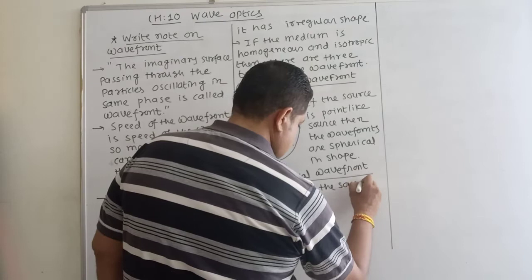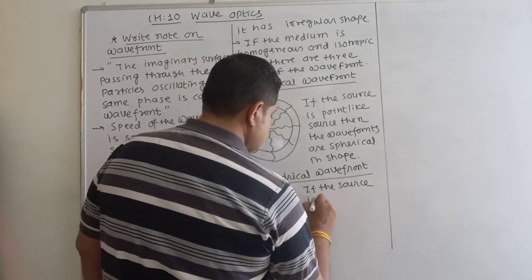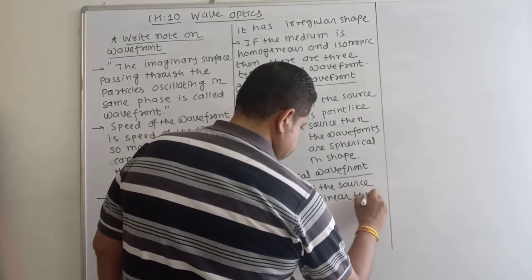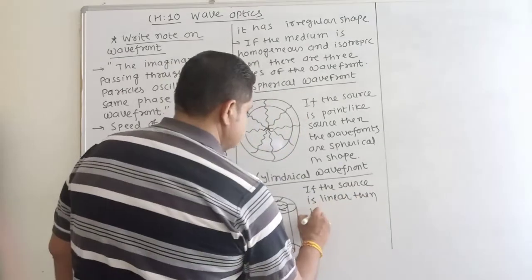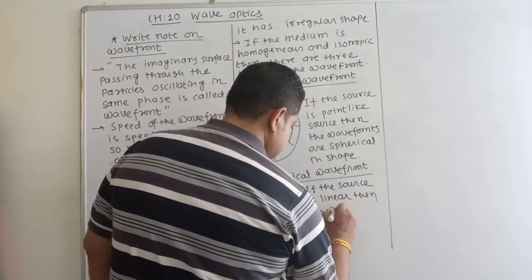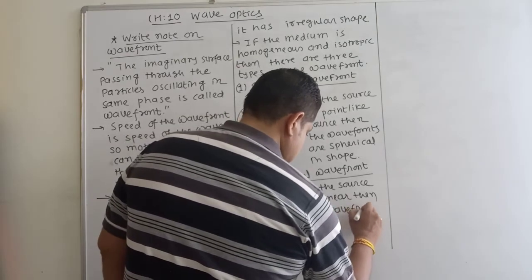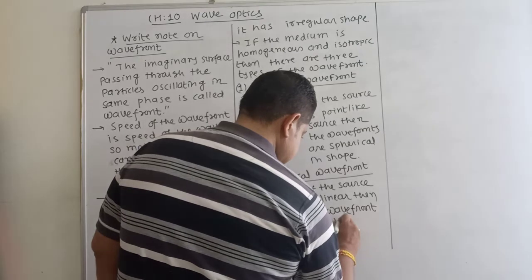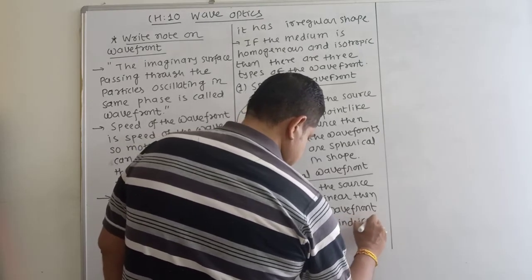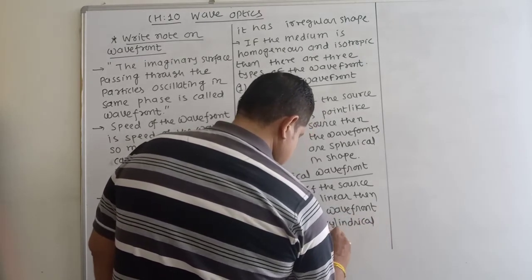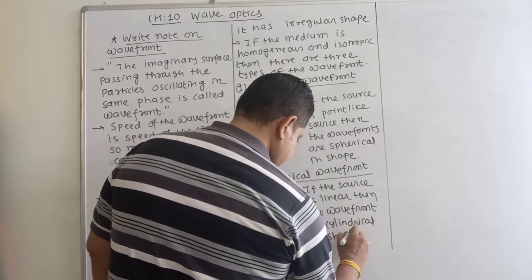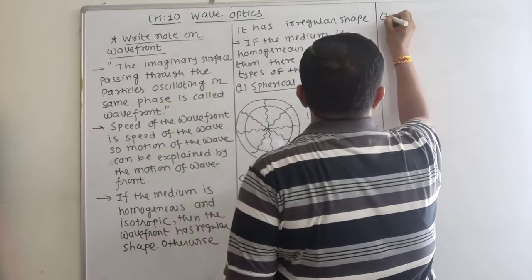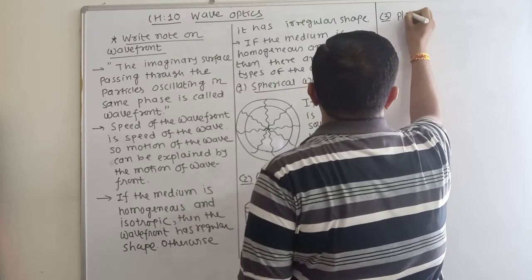If the source is linear, then the wavefront is cylindrical in shape. Okay, and the third one is the plane wavefront.